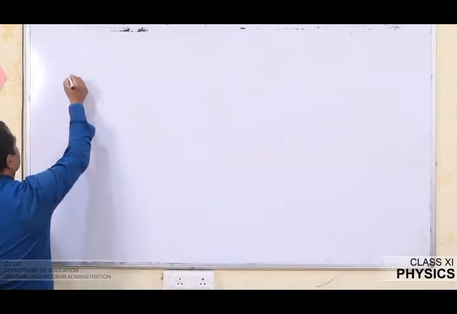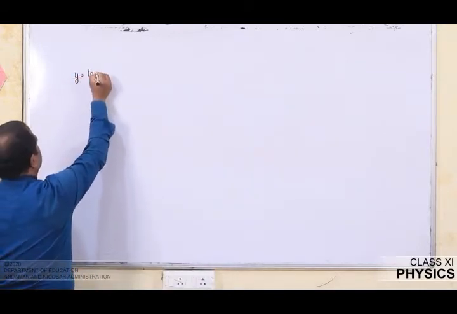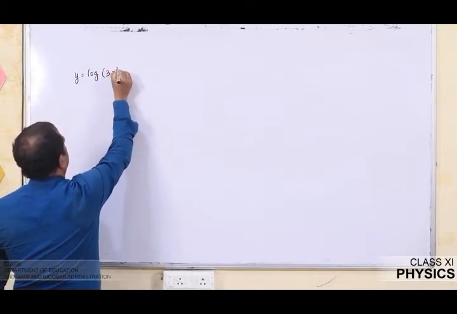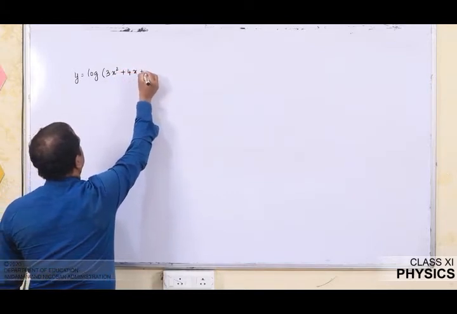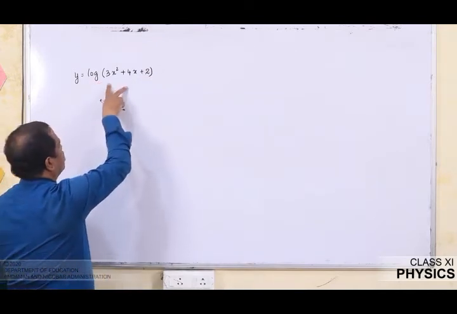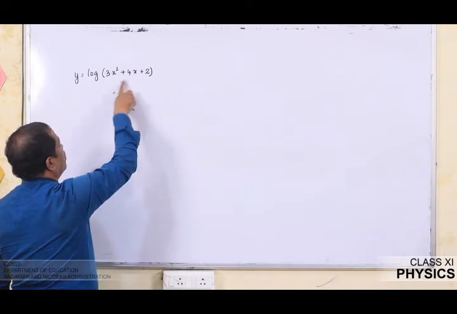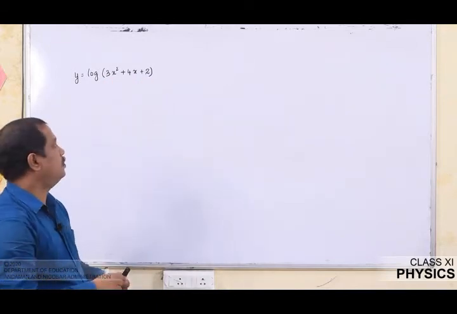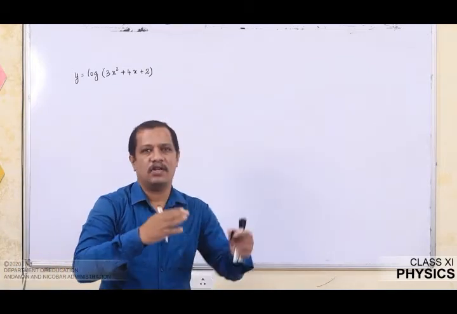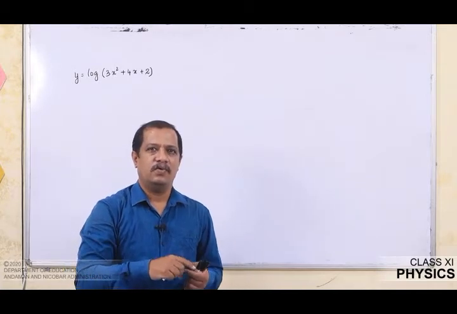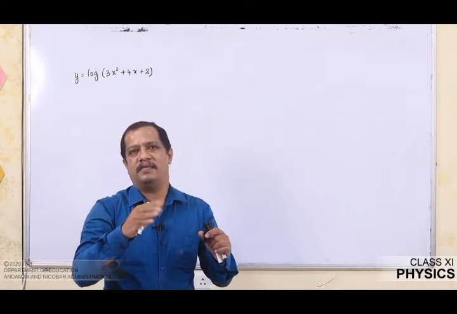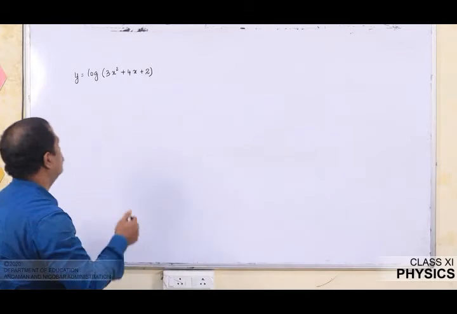If I am given the function, say y is equal to log of 3x square plus 4x plus 2. When I look at the function, I see that log itself is a function of x, and within that I have one more function, 3x square plus 4x plus 2. So I know that I will have to use the chain rule because it is a function of a function. And the shortcut I told you: first I will identify the outermost function, differentiate that one, and multiply by the differentiation of the inner function. I have two functions here, so it is easy for me.